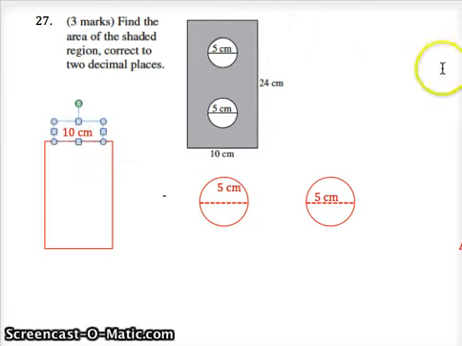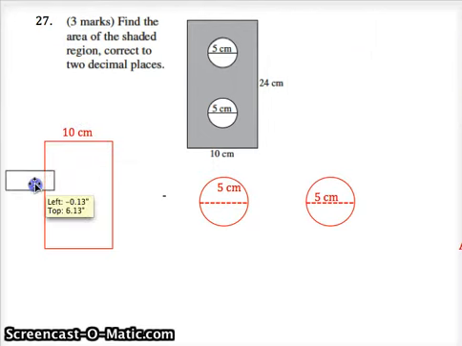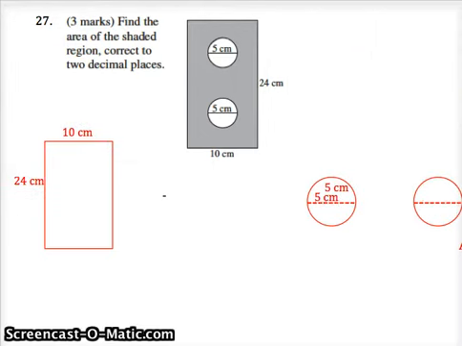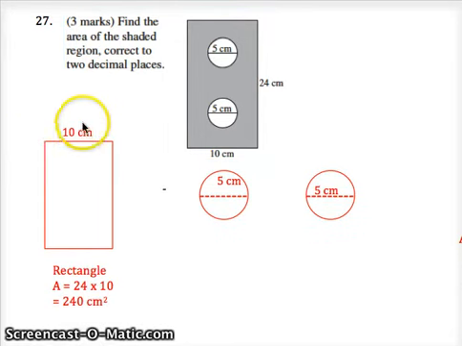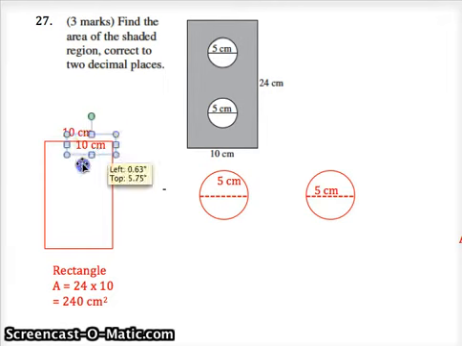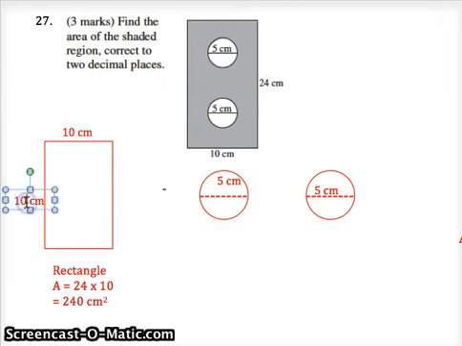So I'll just put the dimensions on the rectangle that it's 10 by 24. Okay, so first we'll do the area of our rectangle. So the area of our rectangle is 10 times 24, which is 240 centimetres. I'll just put that 24 in there, it just seems to have moved. And then we can work out the area of our circles.